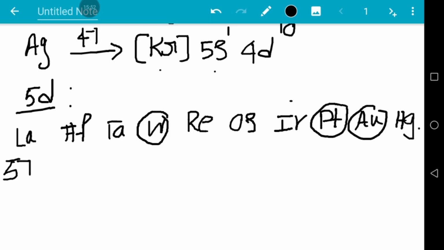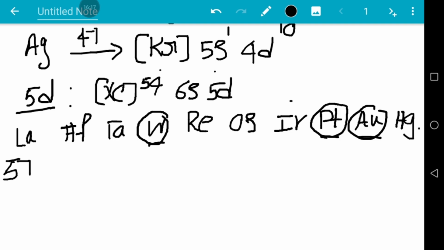So xenon, what is the atomic number? 54. So if you write xenon, then the 54 electron configuration is completed. Now after xenon, which ones do we have to fill? 6s and 5d orbitals we have to fill. So now in this, except wolfram, platinum and gold, all the remaining have the 6s2 configuration, but wolfram, platinum and gold have only the 6s1 configuration.